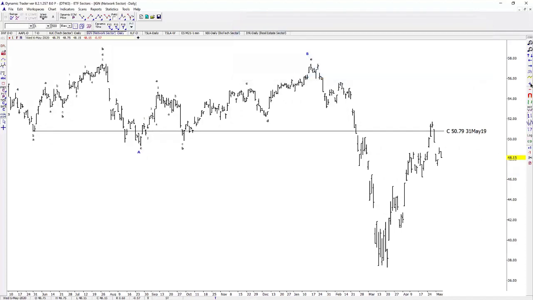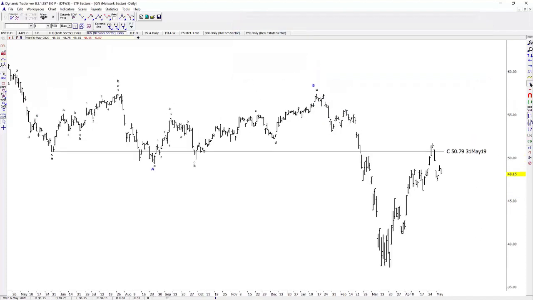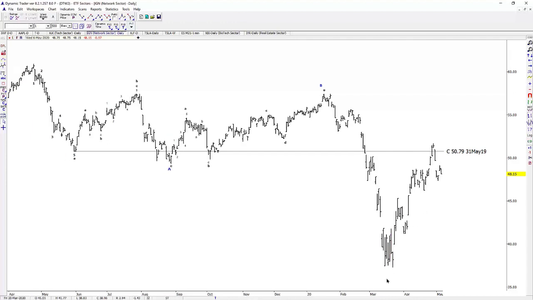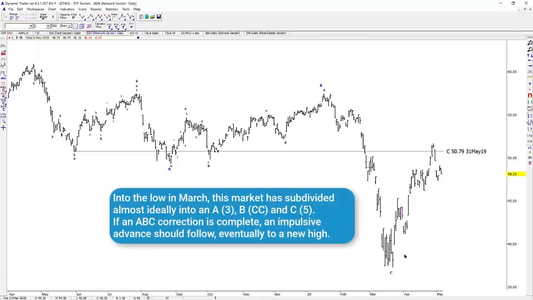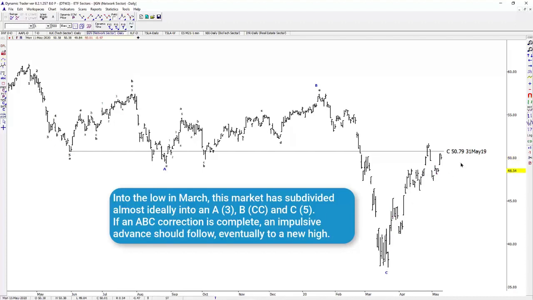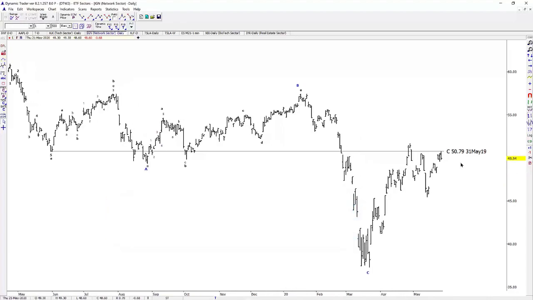Well, indeed, that's what unfolded. This is an impulsive advance. We've closed well into the range of the wave A. More than likely, we've just completed a higher time frame ABC. And more than likely, if this is the case, we're certainly in a position to have completed an ABC correction. And if this is the case, eventually this market should continue to a new high.